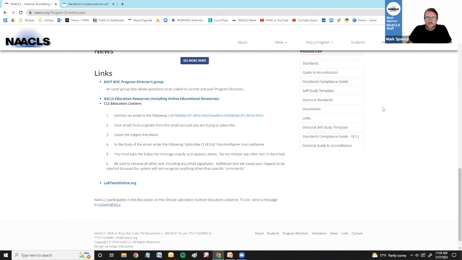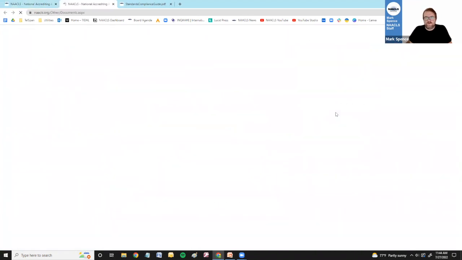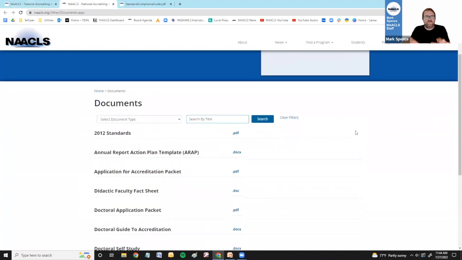So it's not immediately available on this chart right here or sidebar, because if we try to make all of our documents available on the sidebar, then it just becomes very confusing. But if you go into documents, this is where we have a general document repository of almost all of our important core documents to program directors and volunteers.